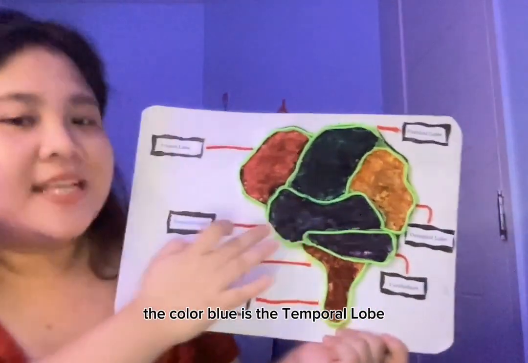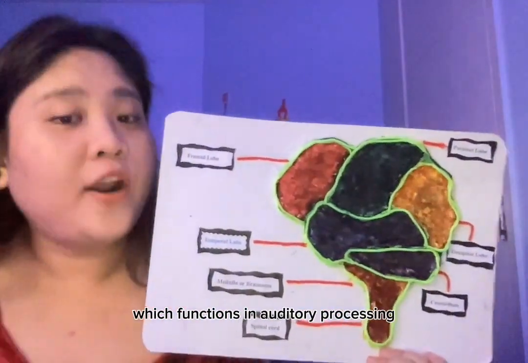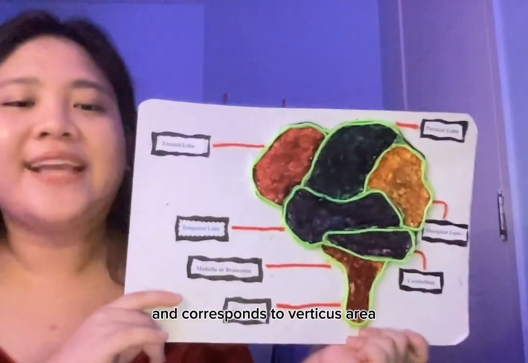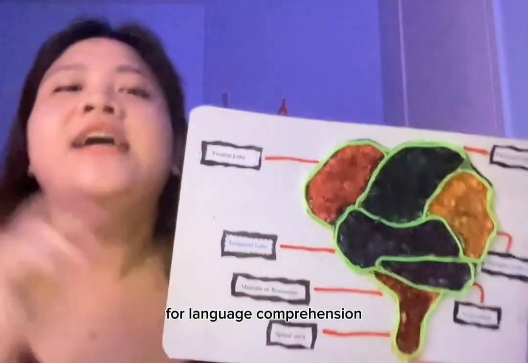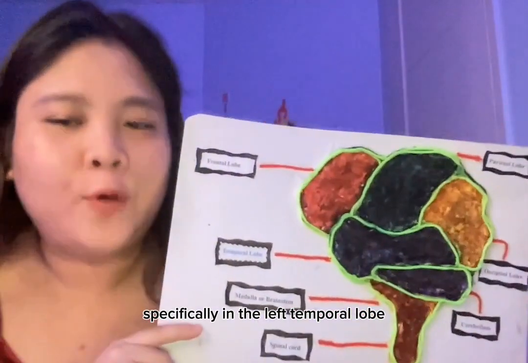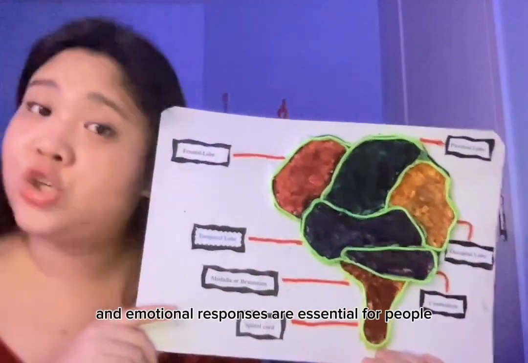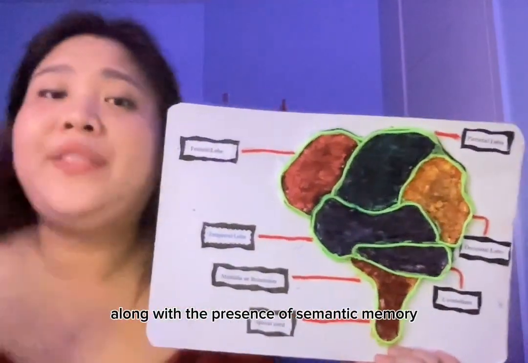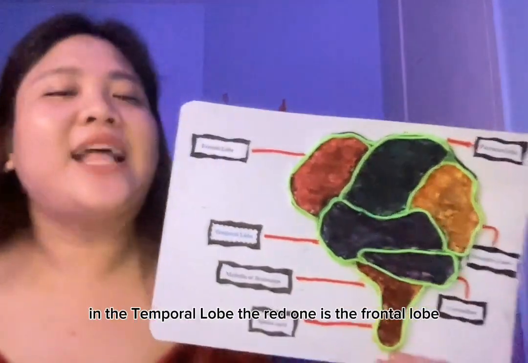The color blue is the temporal lobe, which functions in auditory processing in the superior temporal gyrus and corresponds to Wernicke's area for language comprehension, specifically in the left temporal lobe. Also, social cognition and emotional responses are essential for people, and they influence their behavior along with the presence of semantic memory in the temporal lobe.